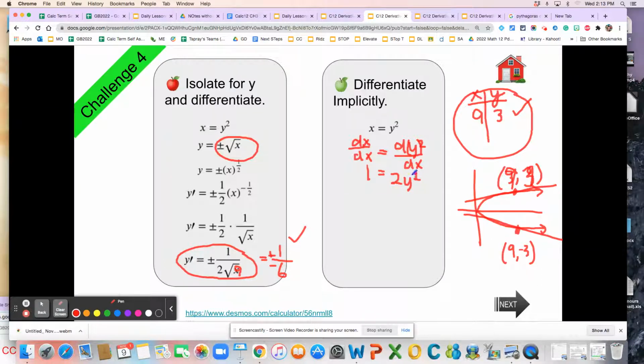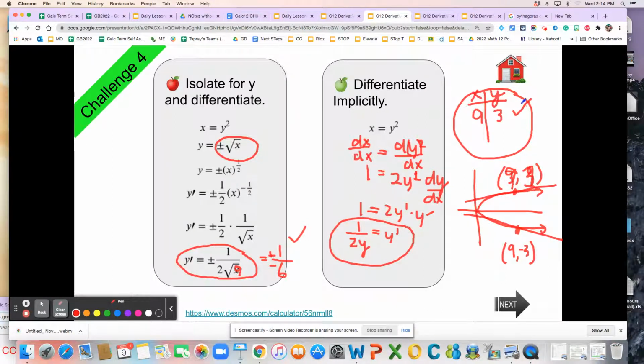So now I ask you, what's the derivative of y? The derivative of y is dy/dx, and I like to write that as y prime. So it's going to be 1 equals 2y to the power of 1 multiplied by y prime. When I rearrange that, I'm going to have y prime equals 1 over 2 times y. That's the derivative. That's what y prime equals.